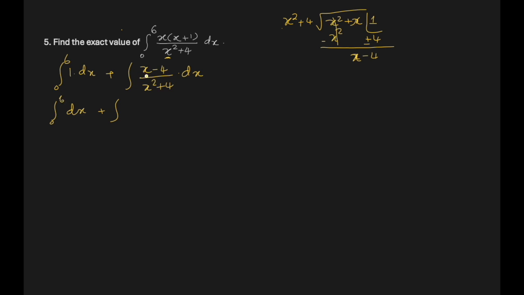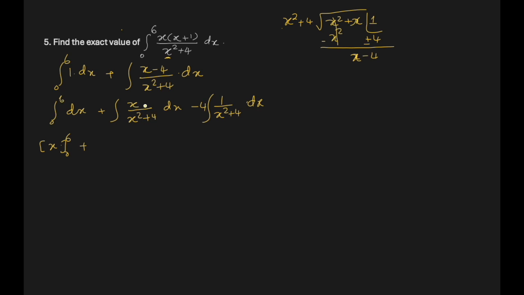I can break this also into 2 parts. So I can write x over x square plus 4 dx minus 4, let me write 4 outside, 1 over x square plus 4 dx. So I hope you understand. I broke this numerator into 2 parts. How will this help me? So the integration of dx is x. So let me straight away write what I get here. x from 0 to 6. Since this is a definite integral, I'm not writing plus c for everyone.